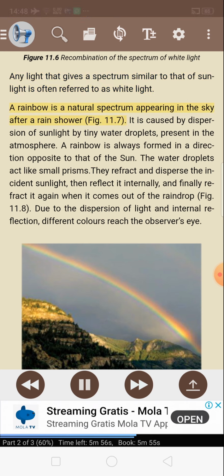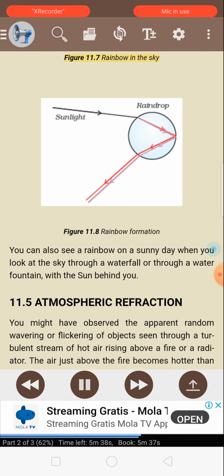A rainbow is a natural spectrum appearing in the sky after a rain shower, figure 11.7. It is caused by dispersion of sunlight by tiny water droplets present in the atmosphere. The rainbow is always formed in a direction opposite to that of the sun. The water droplets act like small prisms. They refract and disperse the incident sunlight, then reflect it internally, and finally refract it again when it comes out of the raindrop, figure 11.8. Due to the dispersion of light and internal reflection, different colors reach the observer's eye. Figure 11.7 Rainbow in the sky. Figure 11.8 Rainbow formation. You can also see a rainbow on a sunny day when you look at the sky through a waterfall or through a water fountain, with the sun behind you.